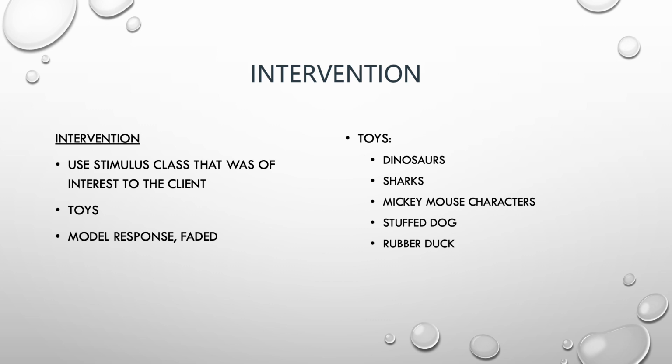The therapist's model was faded over time by giving the client 5 seconds before modeling the name of the item. This was then faded to 10 and 15 seconds before modeling the name of the item once presented. Some of the toys Olivia showed interest in are dinosaurs, sharks, Mickey Mouse characters, stuffed dog, and rubber ducks. The items presented during intervention were not limited to these.